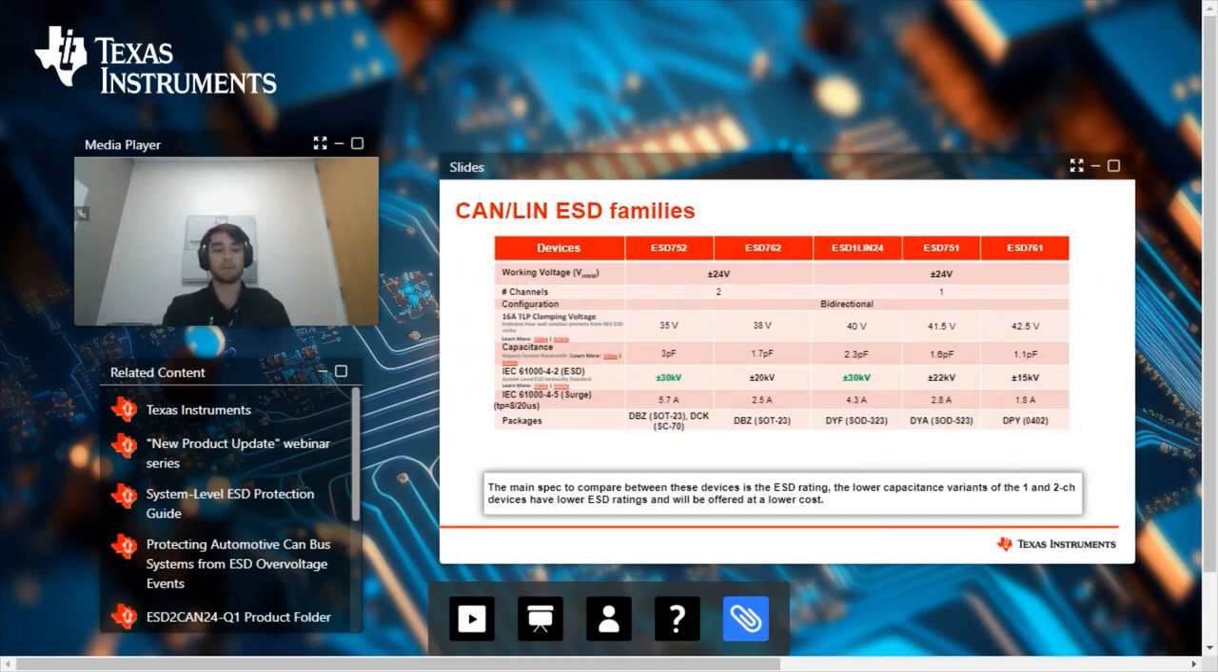And it's important to note that there is a little bit of use of CAN and LIN outside of automotive applications, and we offer commercial variants of these devices with the same specs and packages. And similar to CAN, these diodes could be used to protect the lower voltage line and can provide overvoltage protection for 24 volts.